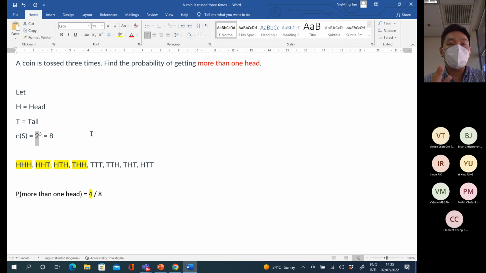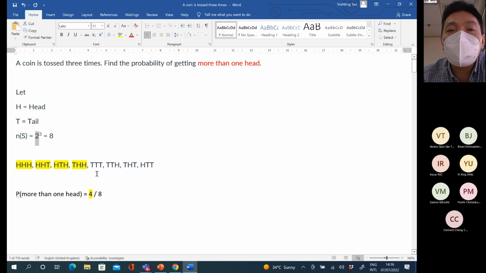Maybe you can also list down the possible 8 results, which we call the sample space. The first result can be all of the 3 coins showing head, so I put here H, H, H. Or the first coin is head, second coin head, third coin tail, or H, T, H, T, H, H, or maybe all of the coins will show tail. Or T, T, H, T, H, T, H, T, T. So altogether there will be 8 possible outcomes.